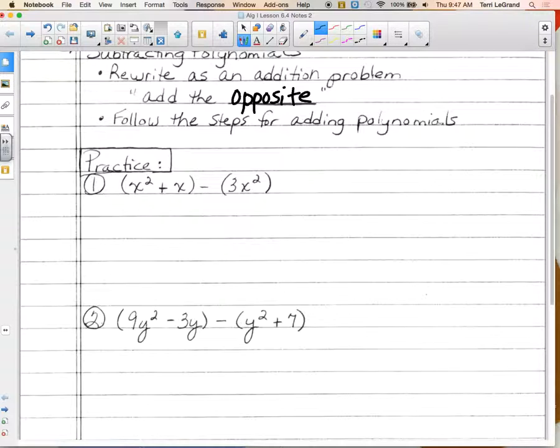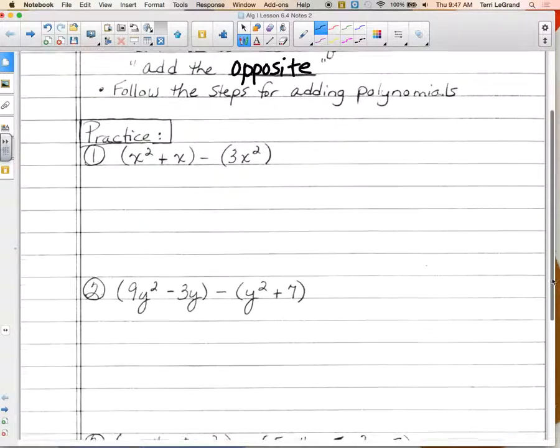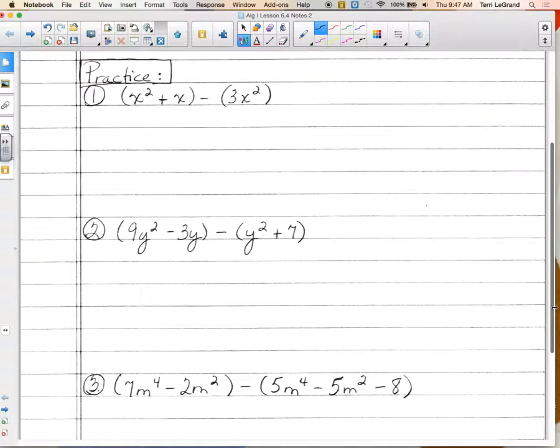Okay, so number 1, we have the polynomial x squared plus x, and from that we're subtracting 3x squared. So since we're subtracting a monomial, there's really nothing else going on when there's only the one term, and the first polynomial has just addition. So we're going to ditch those parentheses. Oh, no, we're not. We're going to leave them there for a second. That polynomial is going to stay as it is. And then we're going to change this subtraction right here into an addition problem.